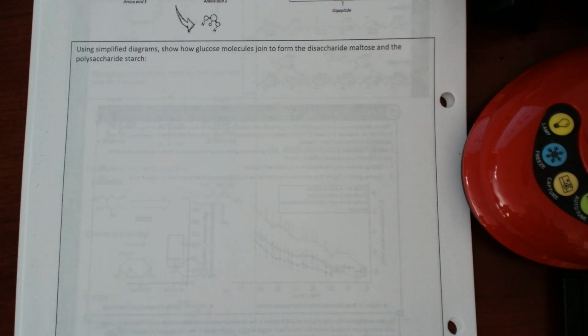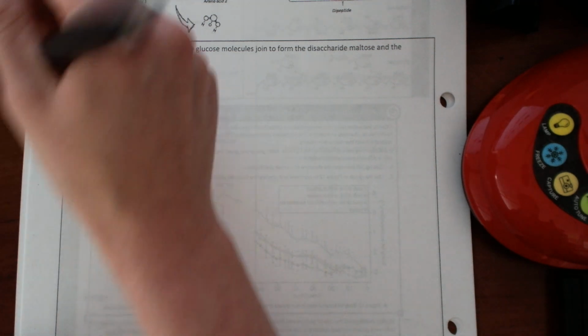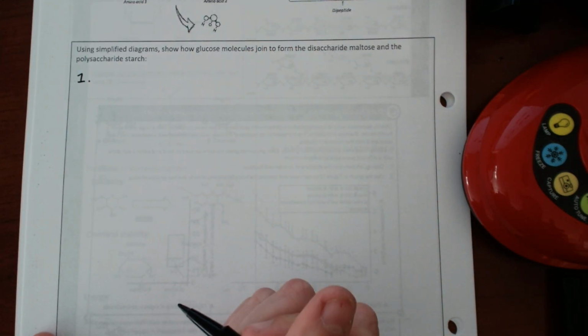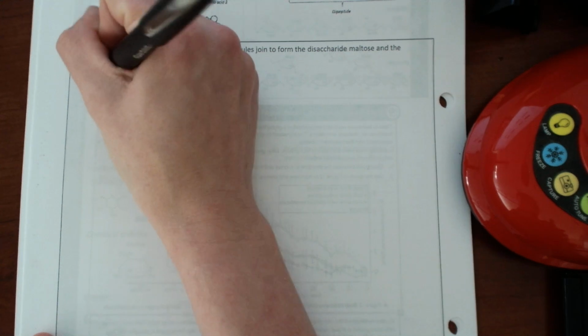Okay, so starting on page 6, we'll do the objective: using simplified diagrams, show how glucose molecules join to form the disaccharide maltose and the polysaccharide starch. So this is going to be through a condensation reaction. Condensation reactions are anabolic, meaning that energy is required. And so we'll first start with drawing in our glucoses. It's a starch, so they're going to be alpha glucoses.